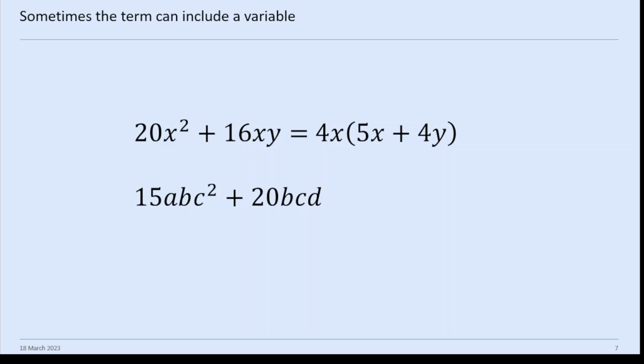Here's another example: 15ab squared plus 20bcd. Firstly, 5 is common to 15 and 20. And then next, b and c are common to both terms. We've got a b on the left and a b on the right. We've got a c on the left and a c on the right. So we can write it like this: 5bc times (3ac plus 4d), because 5bc times 3ac is 15, and then you've got a times b, and c times c is c squared. And then 5bc times 4d, 5 times 4 is 20, and you've got bcd, 20bcd. So we've taken 5bc out as a factor.